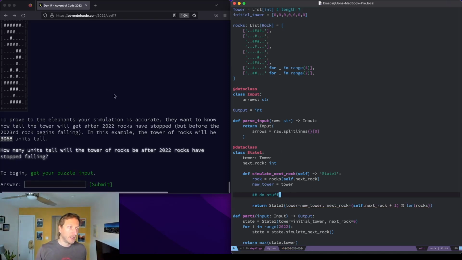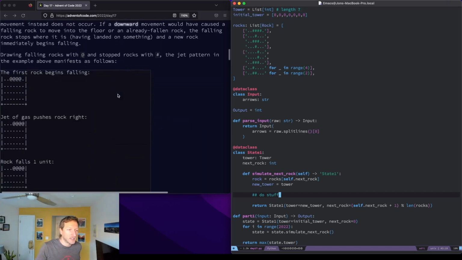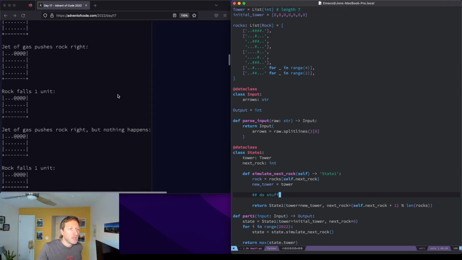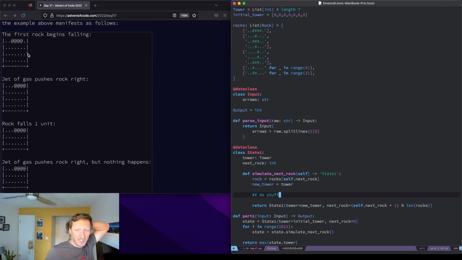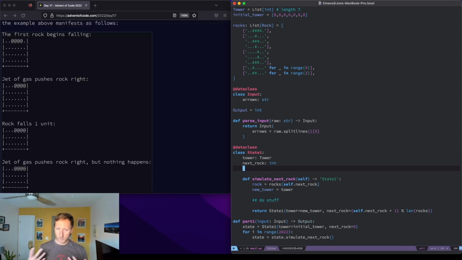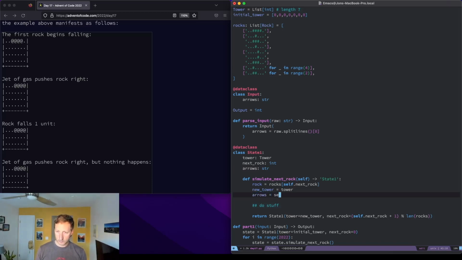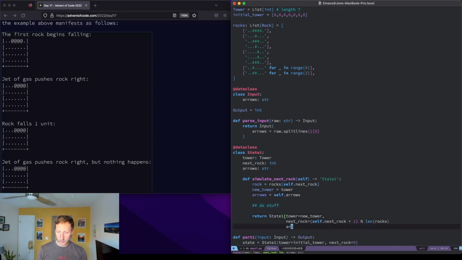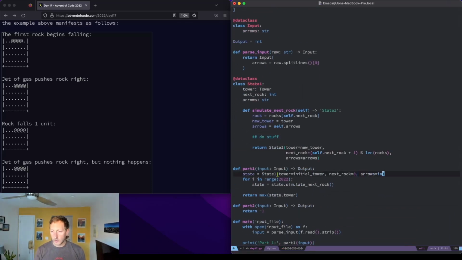Now we just have to simulate each fall. So let's think about this a little bit more directly, because it's the only thing we have left. So the rock starts. Oh, we also have the input, of course, right? We have the arrows, and whenever you pop off an arrow, arrows equals input dot arrows. Okay.